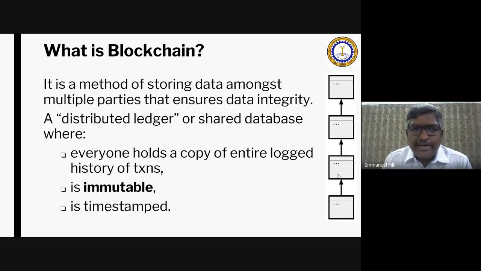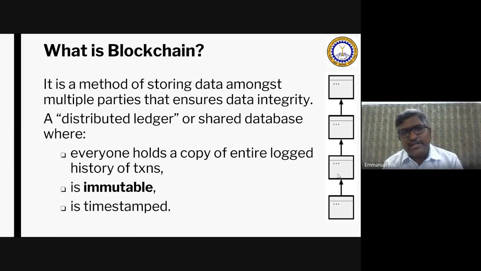So now let me introduce what blockchain is. Blockchain is basically storing data across multiple parties that ensures data integrity. The data is stored, the public ledger is open, everybody can see, but nobody can make any false entries. So what is a distributed ledger? It is a shared database. Can I download the blockchain? Yes, you can download the entire blockchain. You can see all the transactions from the Genesis block, Satoshi's block, till now.